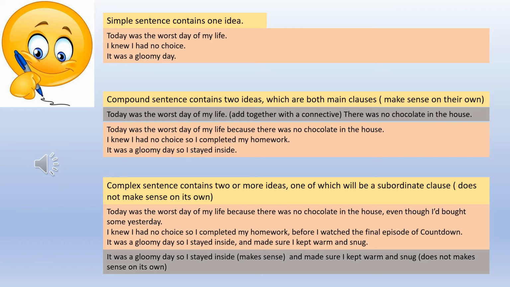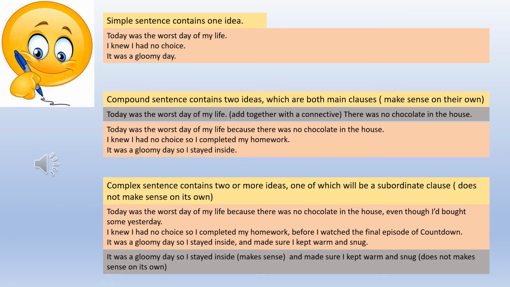Okay, so in essence, I've got 3 sections to my sentence here. It was a gloomy day, I stayed inside, and I did that to keep warm and snug. So simple sentence, 1 idea, normally a very short sentence. Compound sentence, join 2 simple sentences together, putting a connective in the middle.